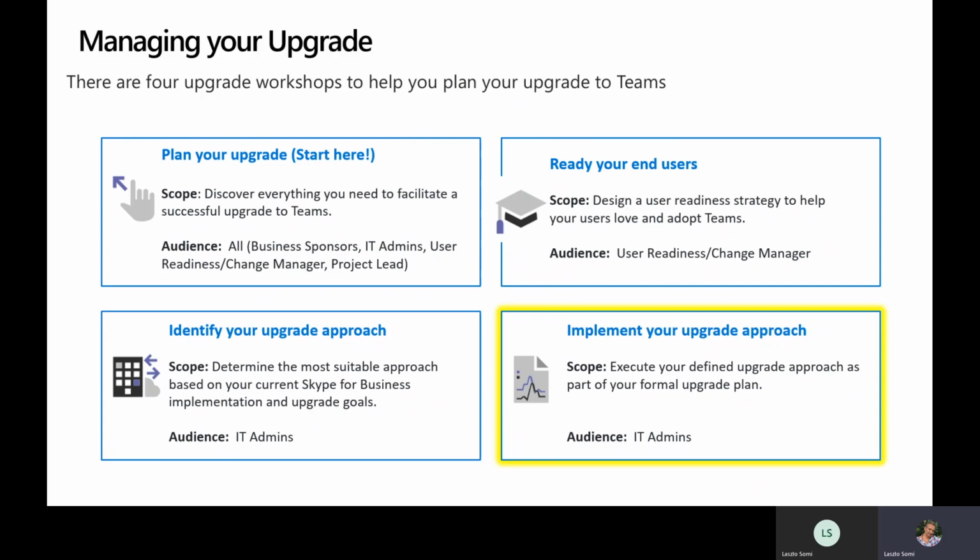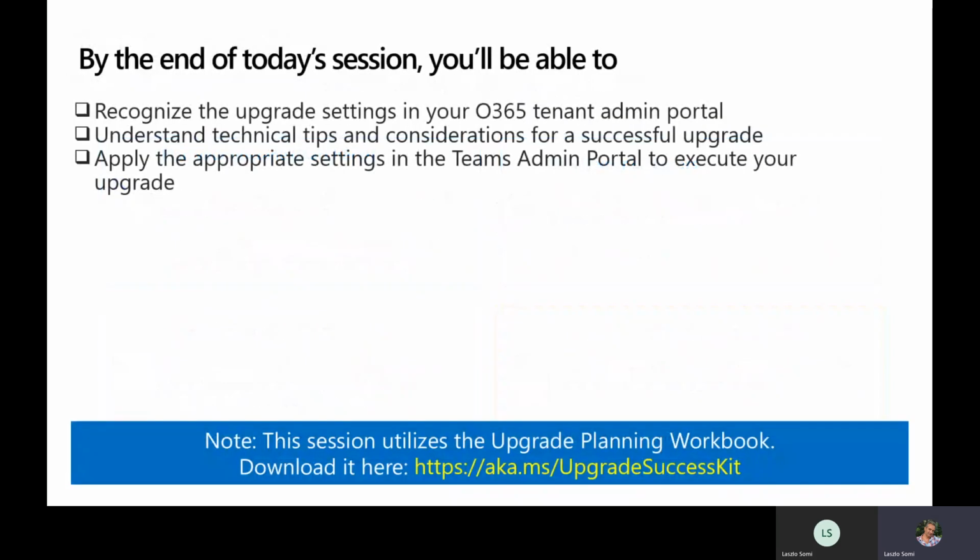Today, implement your upgrade approach. I will be focusing on implementing both online and on-premises, without voice, with voice scenarios. What are the steps, in what order you need to execute for a successful upgrade? By the end of today's session, I hope you will recognize the upgrade settings in your Office 365 tenant admin portal. Hope you will understand the technical tips and considerations for a successful upgrade, and you will be able to apply these settings in your portal.